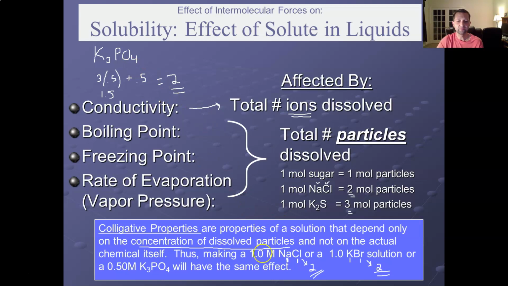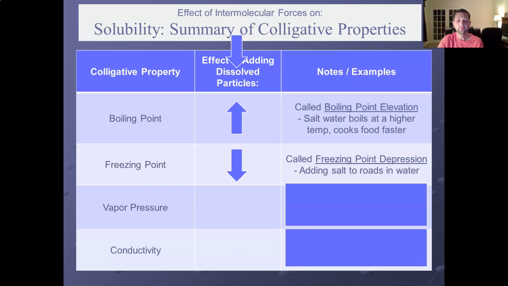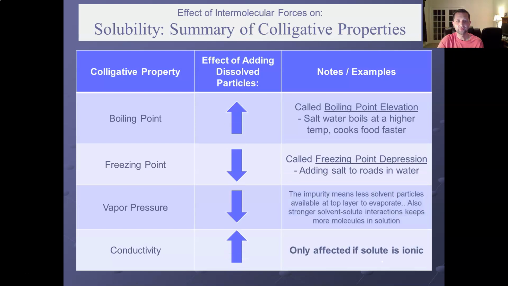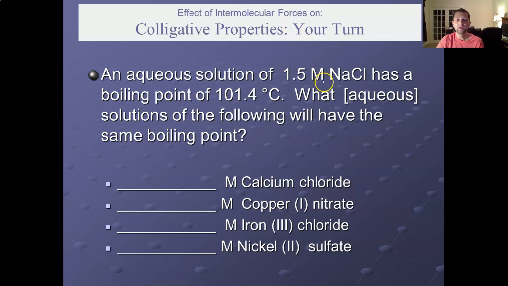So remember, the 1 molar NaCl, the 1 molar KBr, and the 0.5 molar K3PO4 will all have the same effect because we want to find the same number of dissolved particles. Let's do that for this example. How many dissolved particles does 1.5 molar NaCl have? And then what would the molarity of these others need to be to have the same number of dissolved particles? Pause the video, give it a try, and we'll go over it to wrap up the lesson.